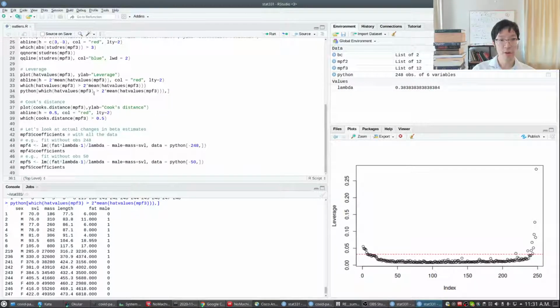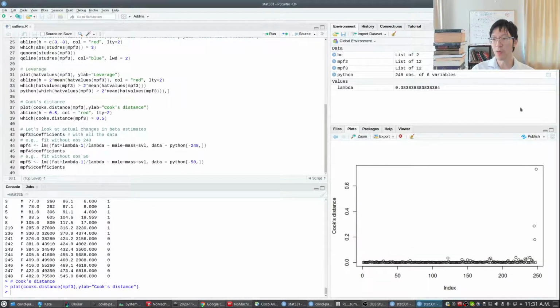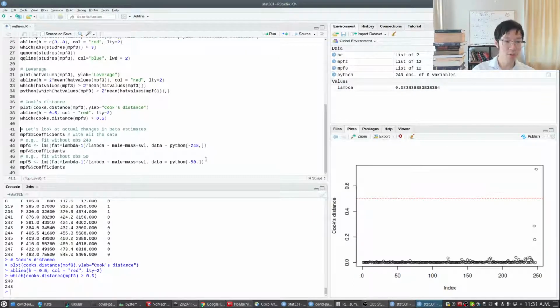Okay, so finally, we have Cook's distance. Again, let's just first plot all of them. Most of the Cook's distances are close to 0, and then we have a few larger ones. There are again various rules of thumb for how to consider Cook's distance to be large. Here I've just used a value of 0.5, so I'm going to add a line here for 0.5. There's just one point that has a Cook's distance larger than 0.5. So which one is it? Well, it is 248.